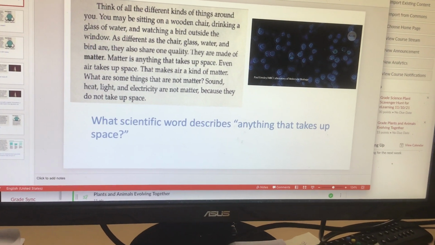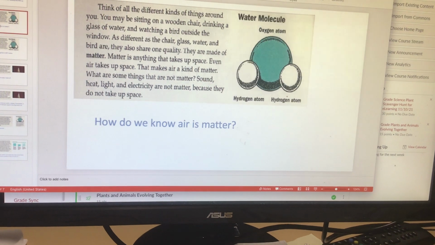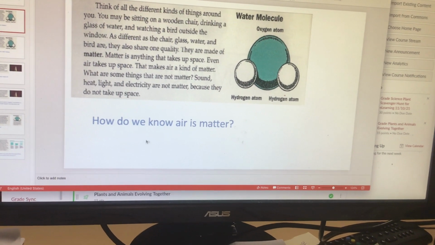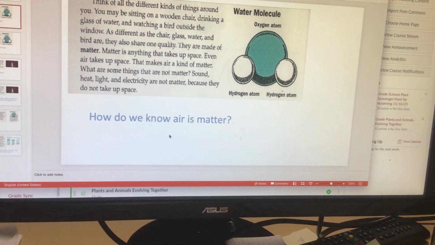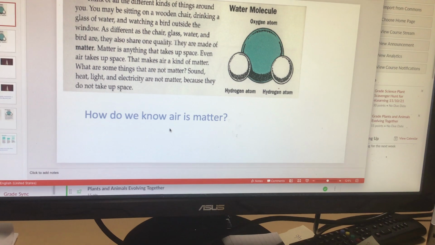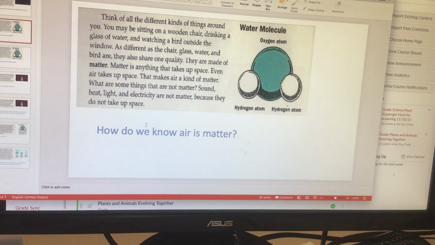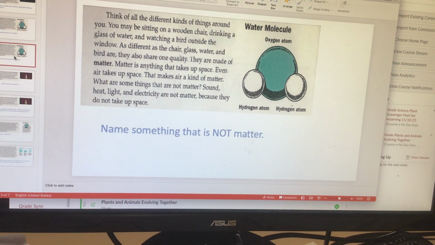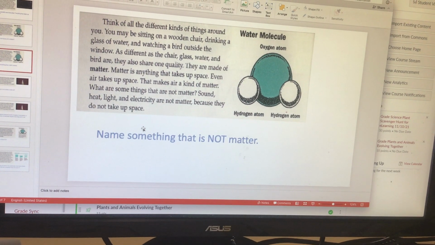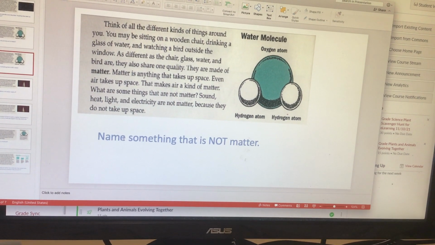All right, let's take a look at the next question here. You get the same reading, but now it asks, how do we know air is matter? So what is it about air that makes it matter? You can go back and listen to that reading again if you need to. Third question, name something that is not matter. There at the end of that reading, it told us a few things.